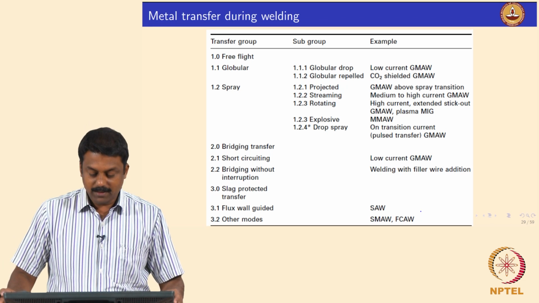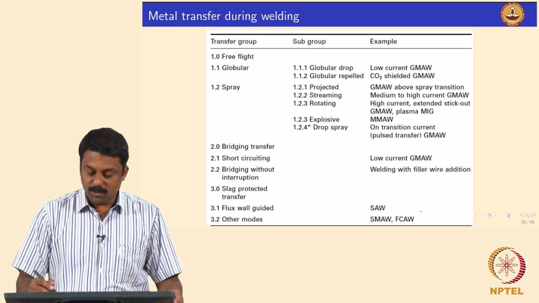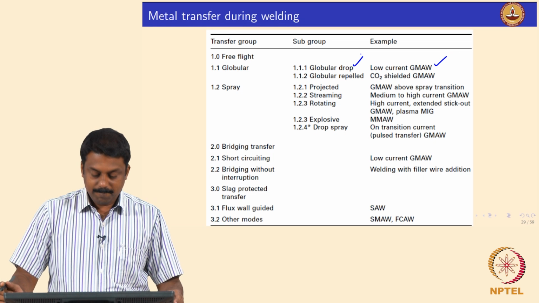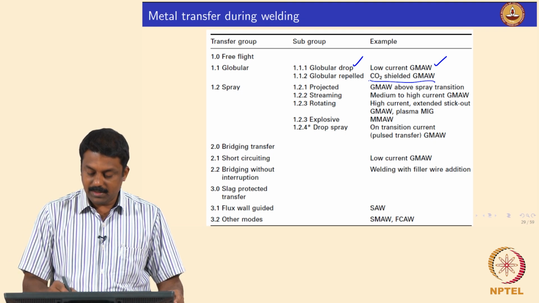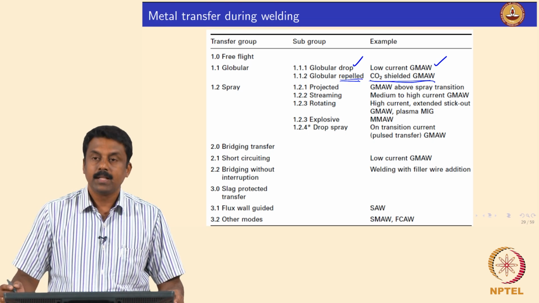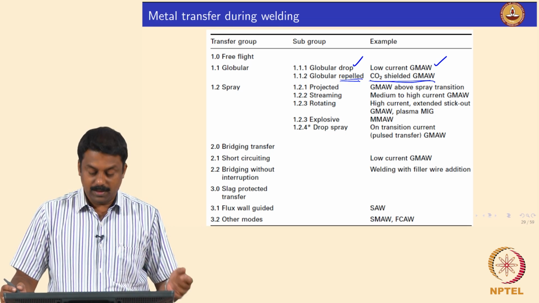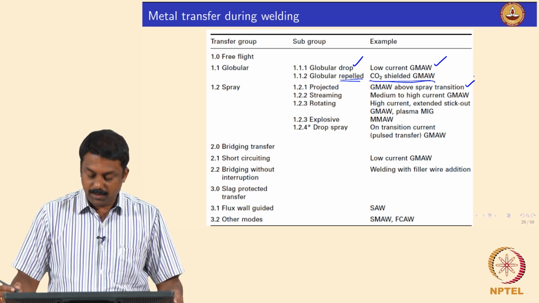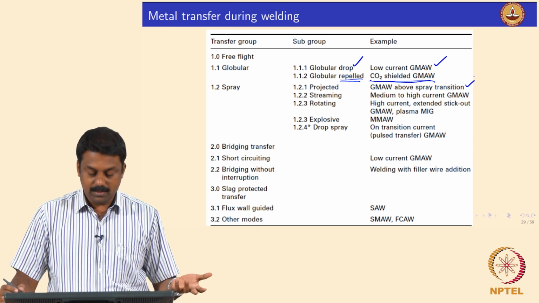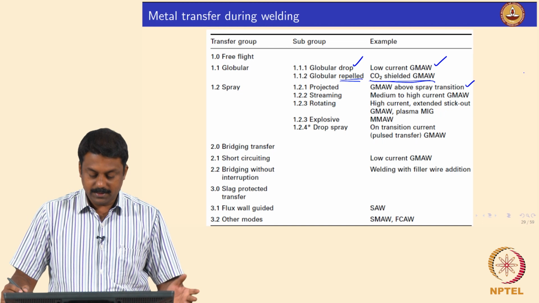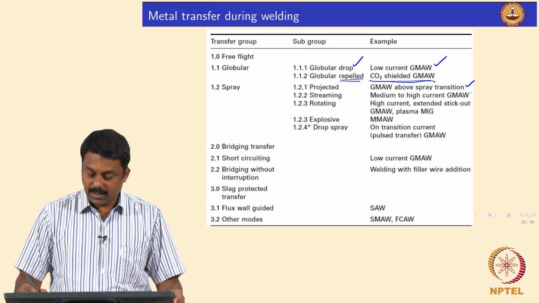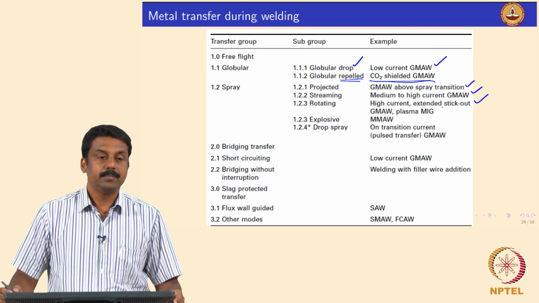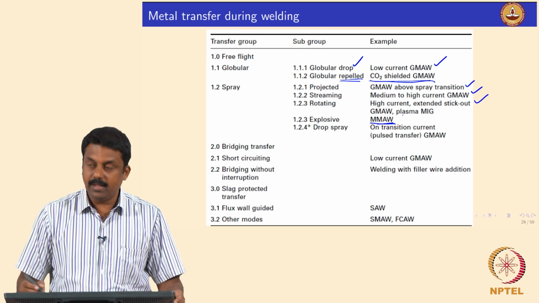So, what are the most commonly observed transfer modes in various applications? As I said, for low current GMAW, globular. In CO2 shielded GMAW, you see globular and repelled globular, because of the instability associated with CO2. Above the spray transition, it is drop spray or projected spray, which are the same. Once you increase to high current, it becomes streaming, rotating and explosive transfer. Explosive transfer is very commonly observed in self shielding.